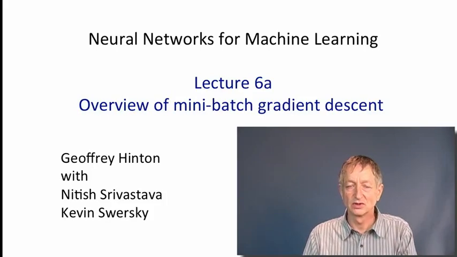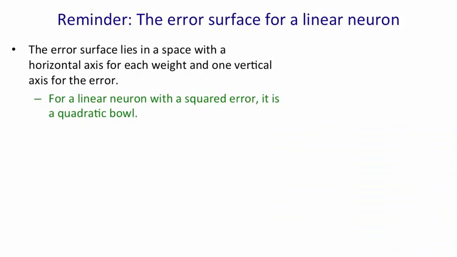In this video, we're going to look at stochastic gradient descent learning for a neural network, particularly the mini-batch version, which is probably the most widely used learning algorithm for large neural networks.